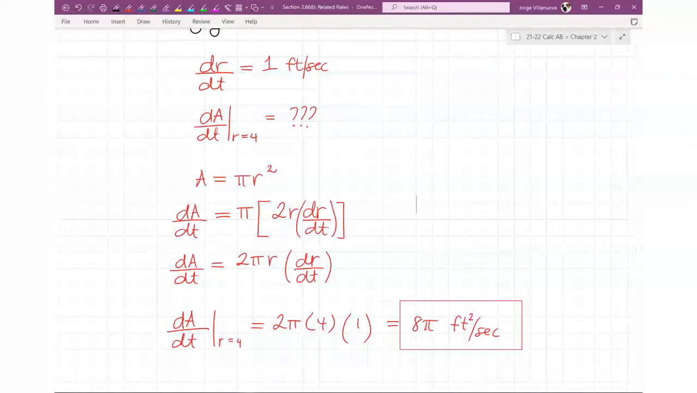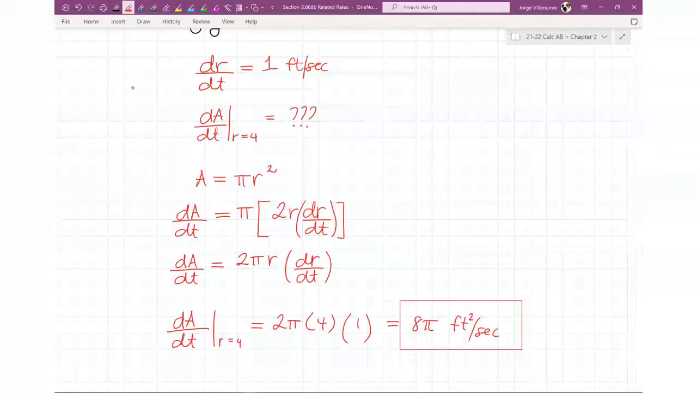Go ahead. Oh, that was given right here. Remember in the very beginning of the problem, they said that the rate of change of the radius r was increasing at a rate of 1 foot per second. So that was just a given.